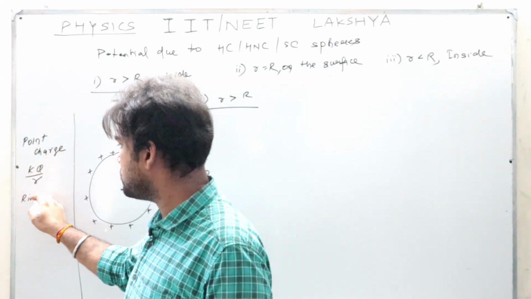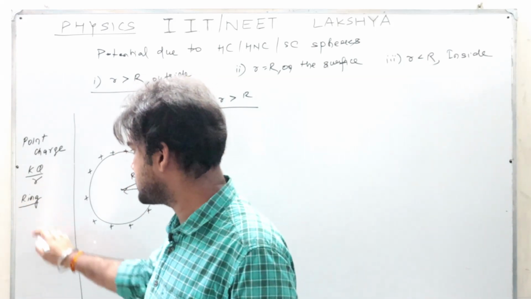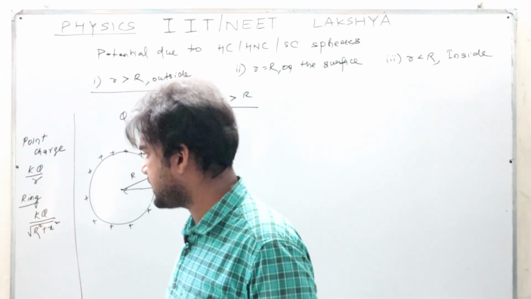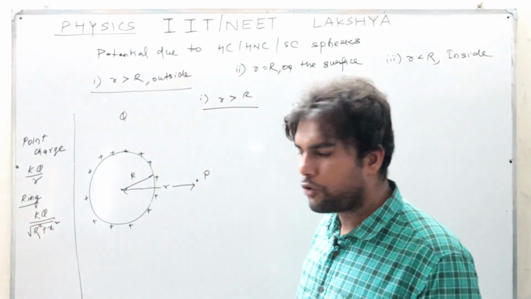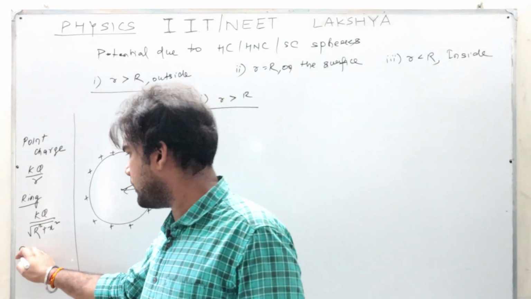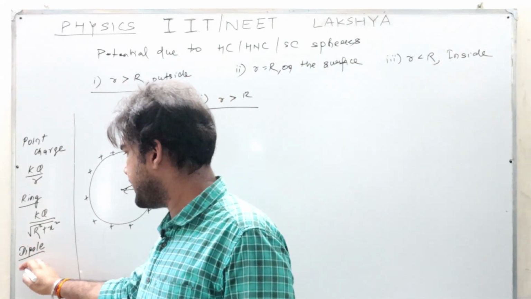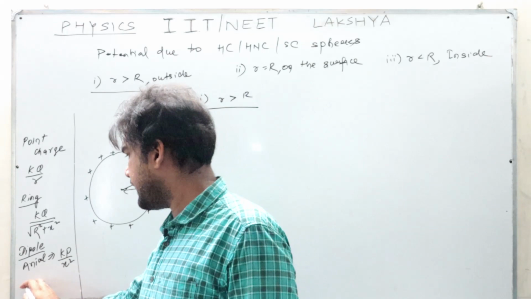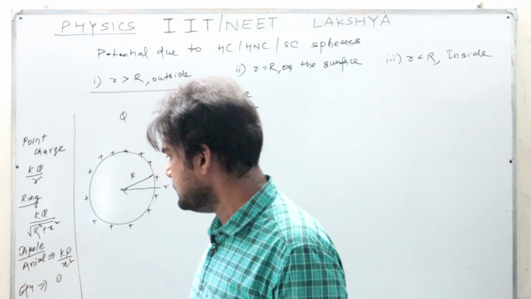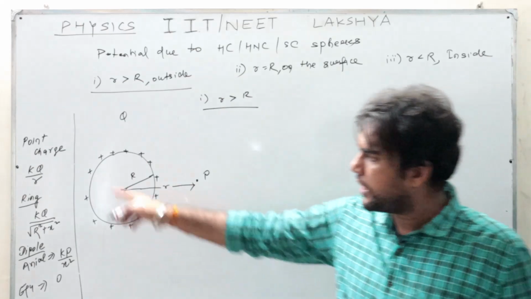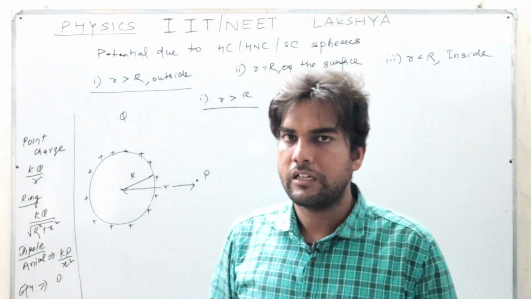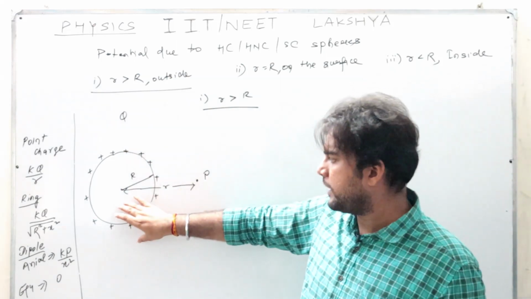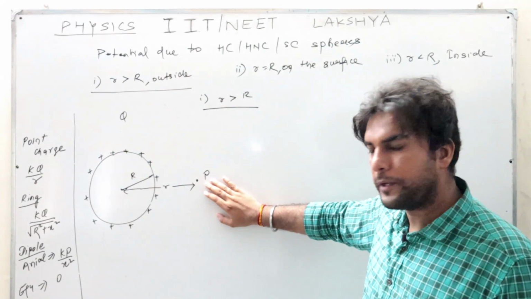Due to a ring also, in the previous session we discussed, it was kq upon under root r square plus x square, where r was the radius of the ring. And similarly, due to a dipole, at the axial position the potential was kp by x square, and at the equatorial position it was 0. Those cases we have already discussed, and we know potential is a scalar quantity. Now let us see how to derive the case for the sphere at an outside point P.